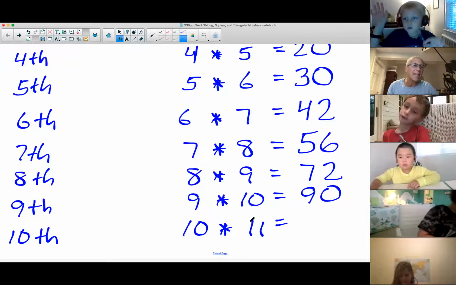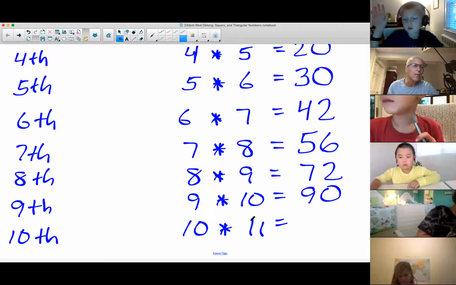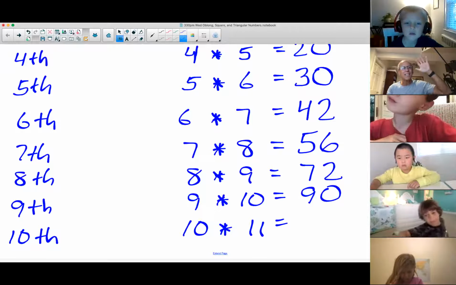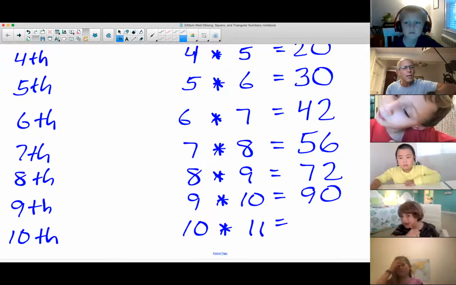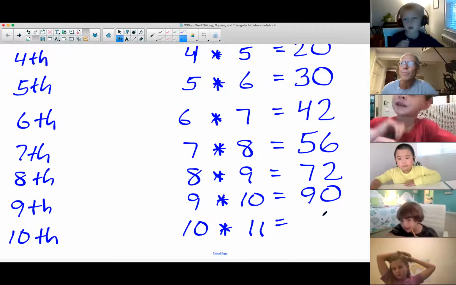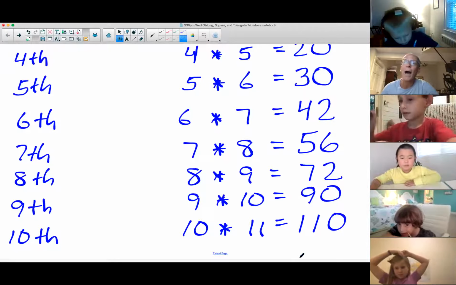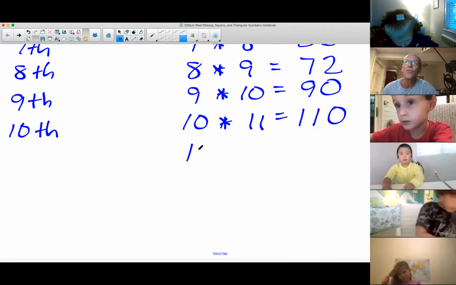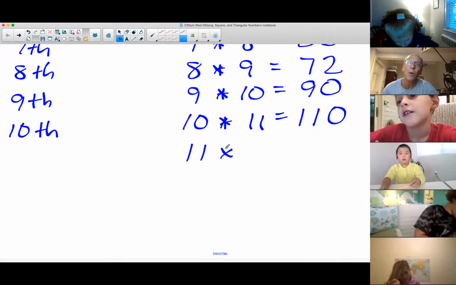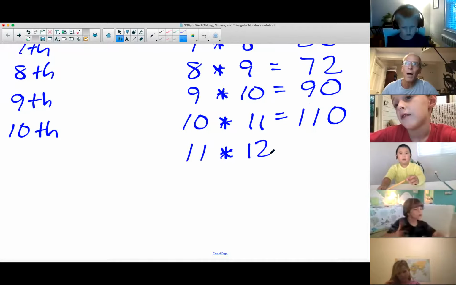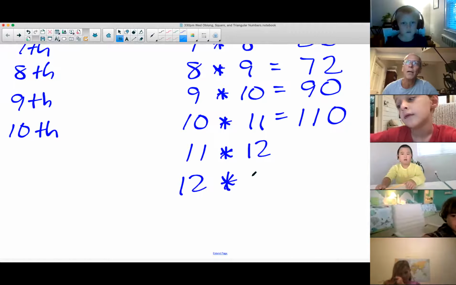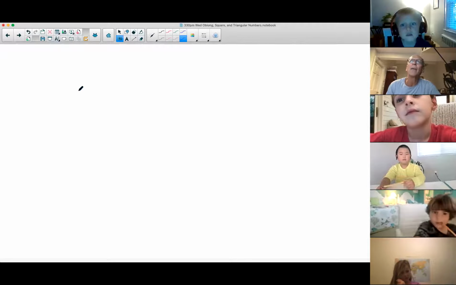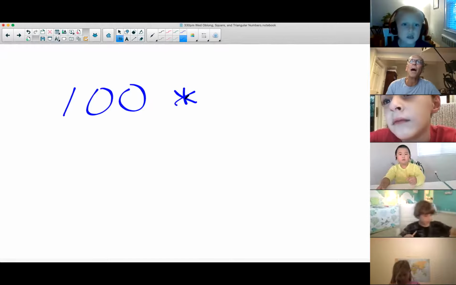Now, the last one is 10 times 11. Who knows what 10 tens is? Brennan, do you know? Red. And if we have 11 tens, isn't that just one more 10? And what's that going to be? 110. Wow. And so, guys, you could go on and on and on and do, what's the next oblong number? 11 times what? 12. And then 12 times what? 13. And then what would be the next one if I had 100 times what?